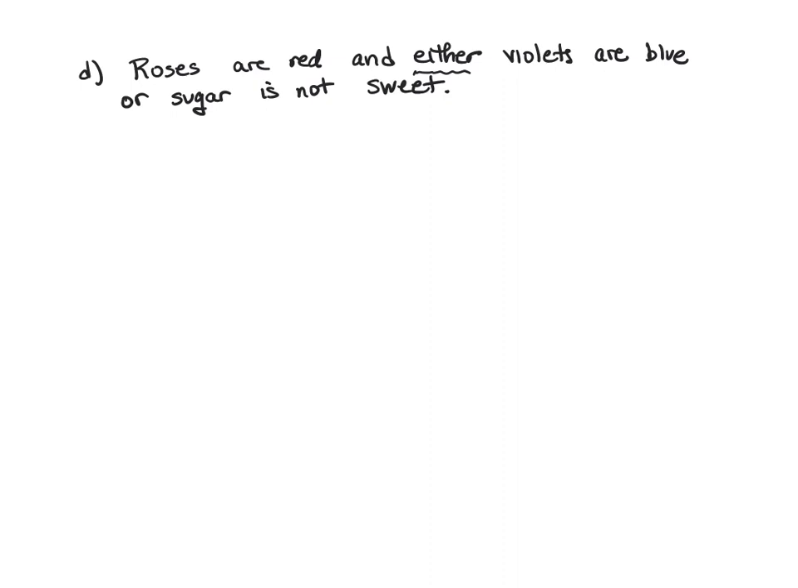All right, so roses are red is P. And either violets are blue, that's Q, or sugar is not sweet, not R. But because of the word either, we have an either-or, this implies that this piece is together. Let's make that agreement. So we'll put parentheses around this. All right, that's just an agreement. Okay, so when you see the word either, or it is not the case that, we think of parentheses.